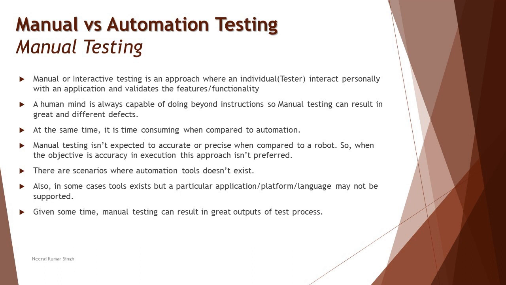But a human cannot be replaced. A human mind is always creative, innovative, and diversified in terms of evaluating a product. Also, given some time, manual testing can result in great outputs of the test process. For example, we do understand one of the limitations is that it is a time-consuming process. So if you have a little bit of time and you want to perform the manual test execution, then it can result in great outputs, because a human mind is creative and capable of producing amazing outcomes.